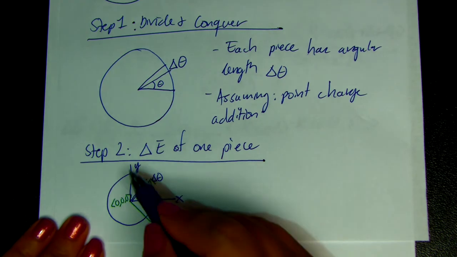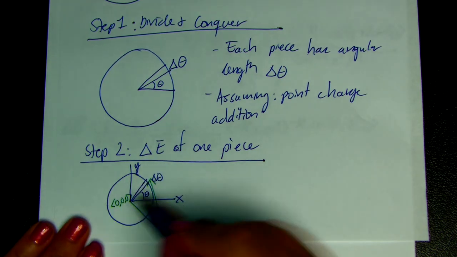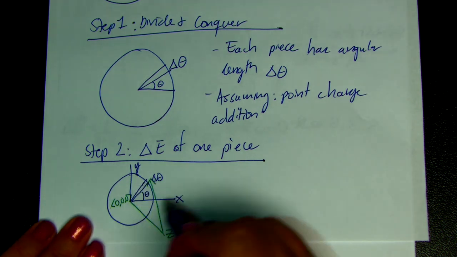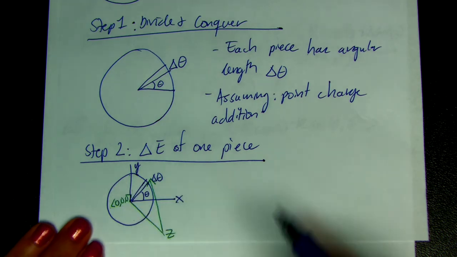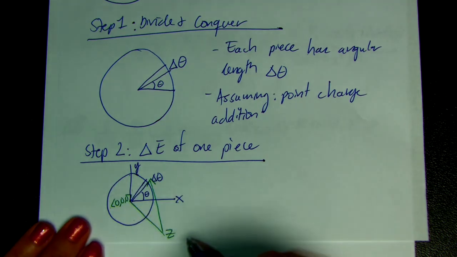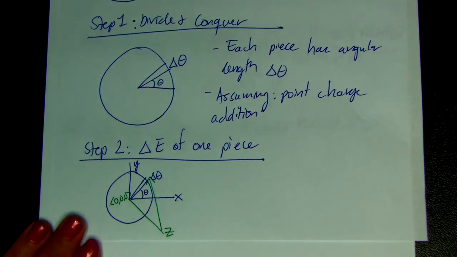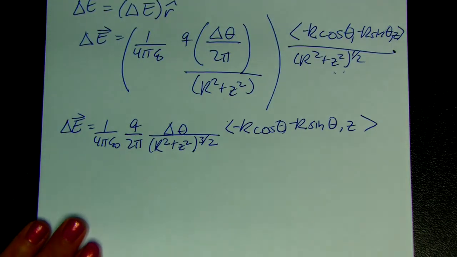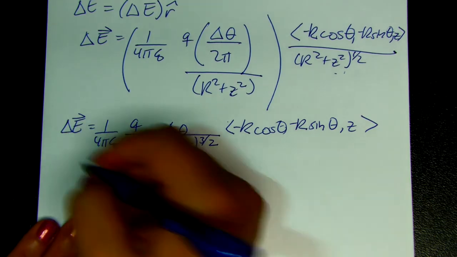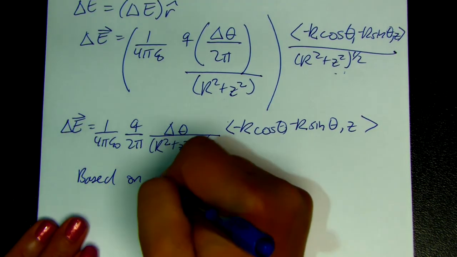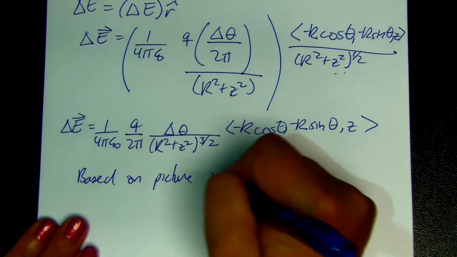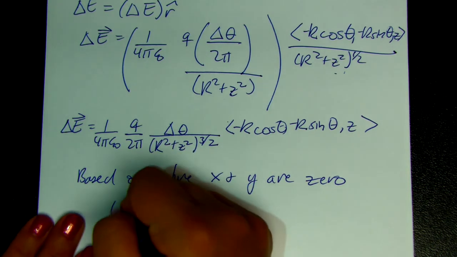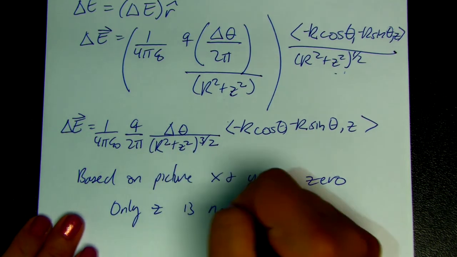If we look at this picture, we can see that for every x, there's going to be a negative x, and for every y, there's going to be a negative y. So we're going to have 0 in the x and y components. The only non-zero component is going to be in z. This is why drawing pictures is so important. So it would be sufficient to say, based on the picture, x and y are 0. Only z is non-zero.